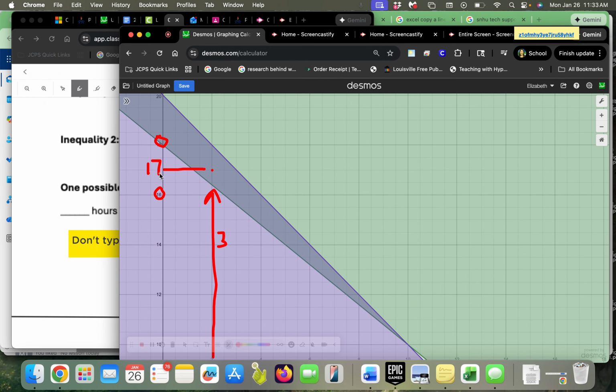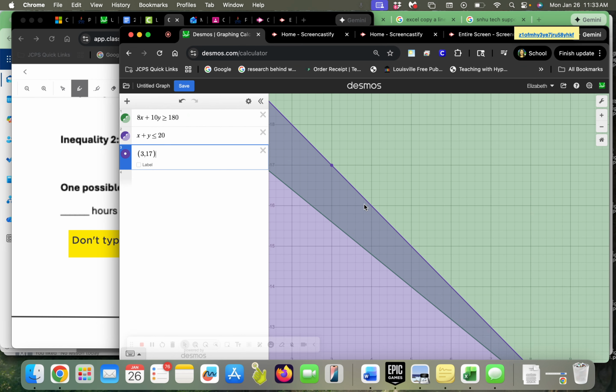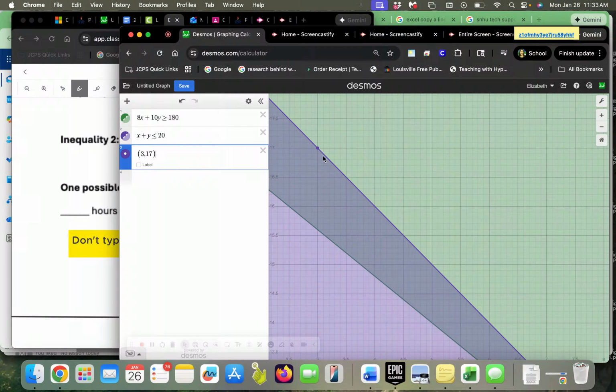So that means the X coordinate of 3 and the Y coordinate of 17 looks like it's a solution, but I can use my Desmos calculator to make sure that that's right. So I'm going to click 3, 17, and put it right there in the graphing calculator. I zoom in a little bit. Now, that coordinate does work.